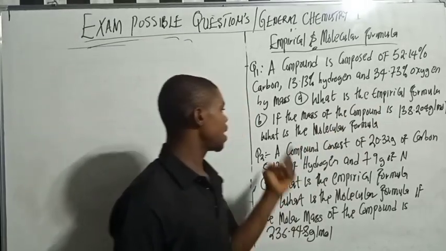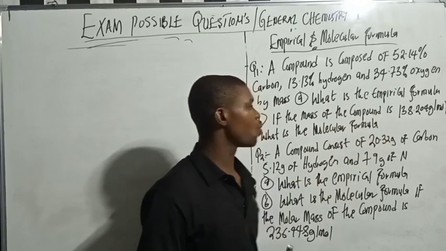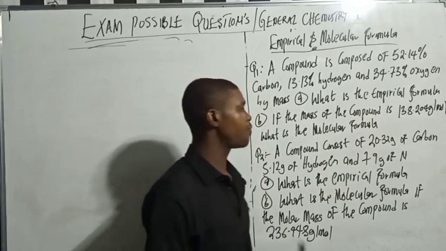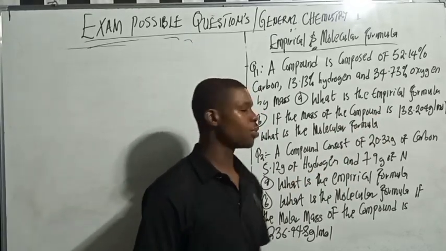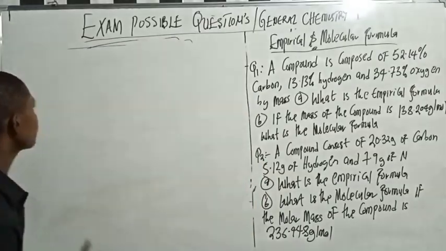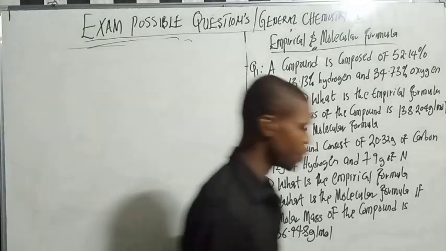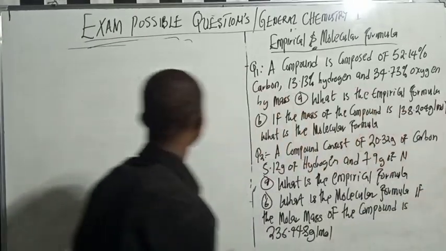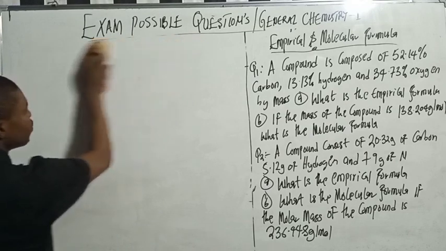What if the mass of the compound is 138.204 gram per mole, what is the molecular formula? Do you get? So let's talk about the first one here. I'll be using a table to solve this problem.